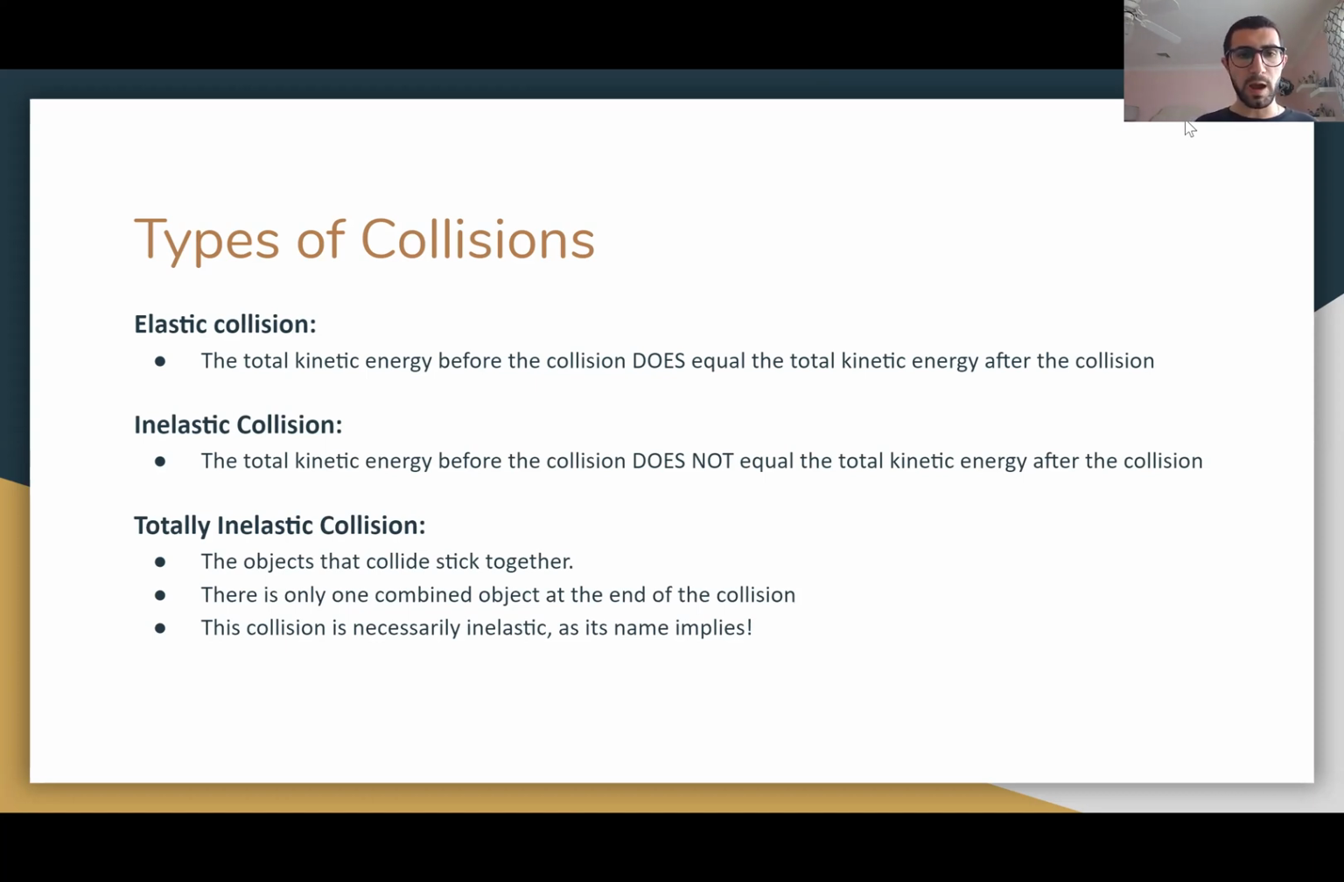And we have a subset of an inelastic collision called a totally inelastic collision, where the objects that collide stick together. So we've seen examples before, we just haven't given it a name. So there's only one object at the end, and as the name implies, the totally inelastic collision is an inelastic collision. The kinetic energy before does not equal the kinetic energy after. And for all these cases, momentum is conserved.